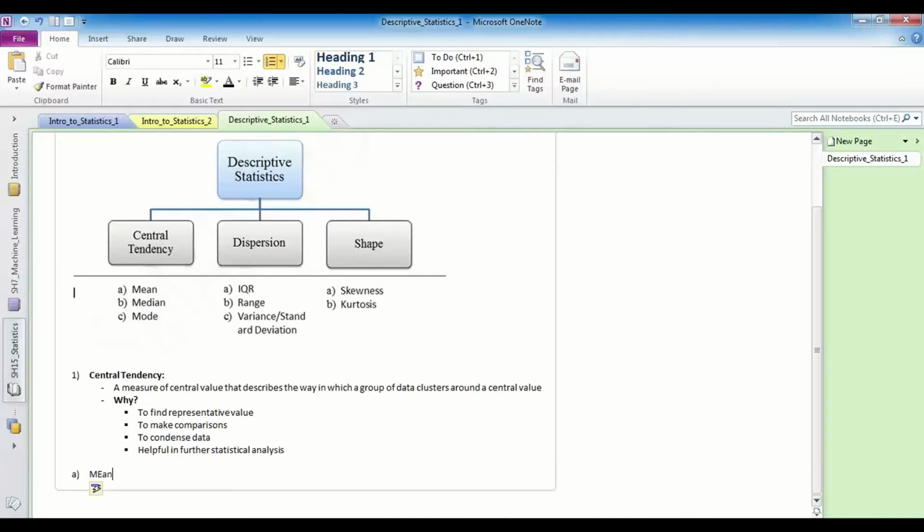Excellent. Now let's talk about the three numerical measures that are available within central tendency. The first one is called the mean. Right, guys? I think we don't require any introduction. Guys, what do you mean by mean? How do you calculate the mean?